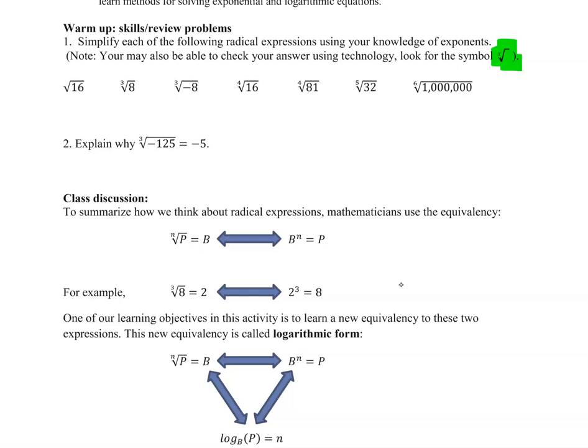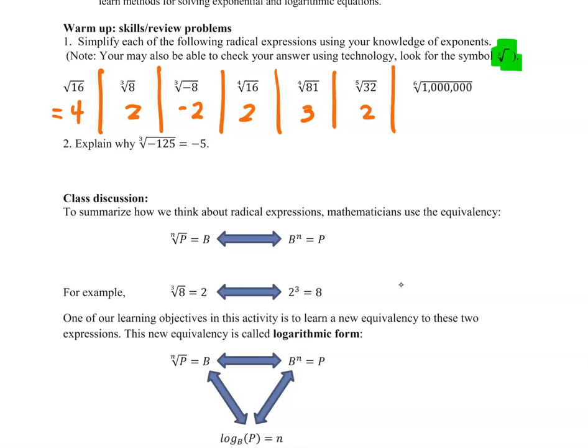Alright, let's start with the square root of 16. That is equal to 4. The cube root of 8 is 2. The cube root of negative 8 is negative 2. The fourth root of 16 is 2. The fourth root of 81 is 3. The fifth root of 32 is 2. And the sixth root of a million is equal to 10.